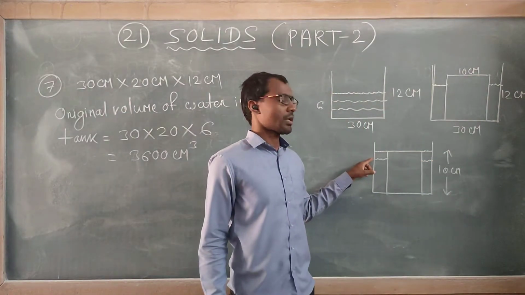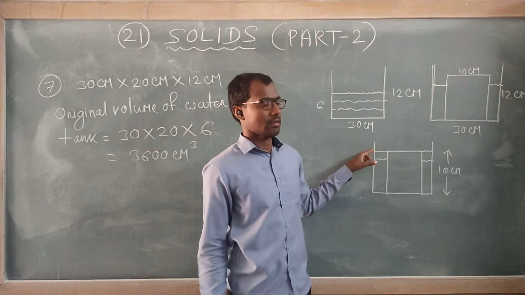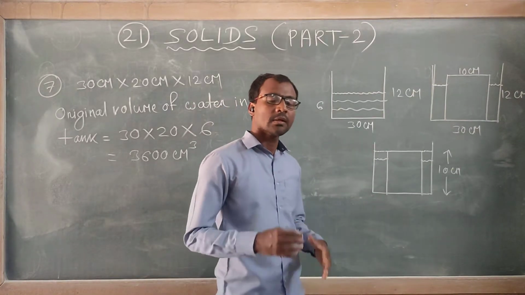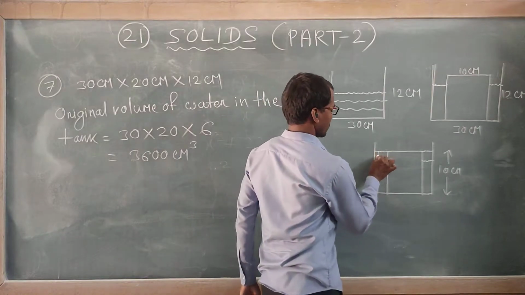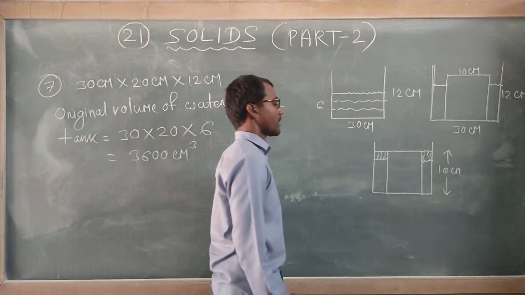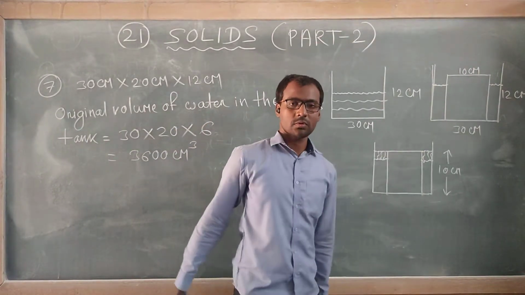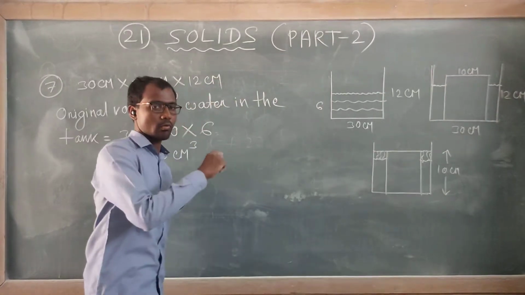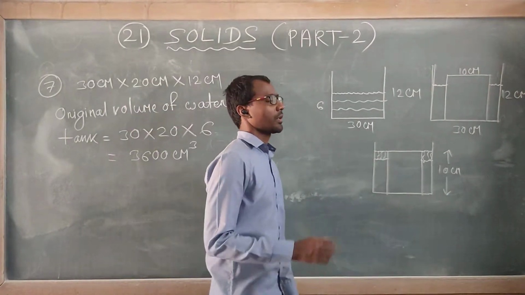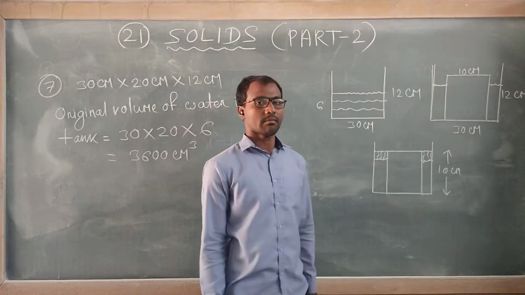Suppose this was the height of water, the level of water in the second phase. This is the final phase, final height, 10 cm. Some extra water has been poured in order to make the level of water 10 cm. So what is the extra amount of water poured? We will calculate that later on. First let us look at the diagram.